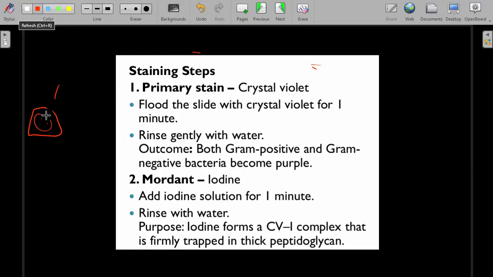So what will happen if you put your crystal violet stain on the sample and you have a bacteria here? What will happen if the bacteria is gram negative? And what will happen if the bacteria is gram positive? What do you think will happen if you add your crystal violet stain there?